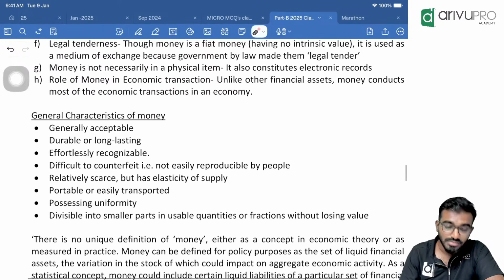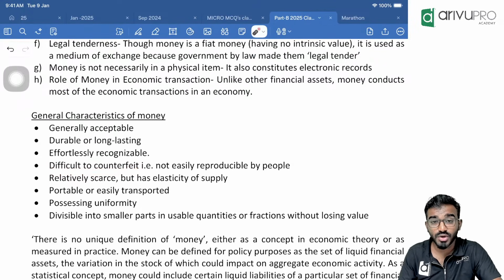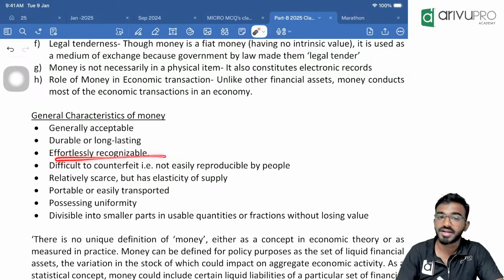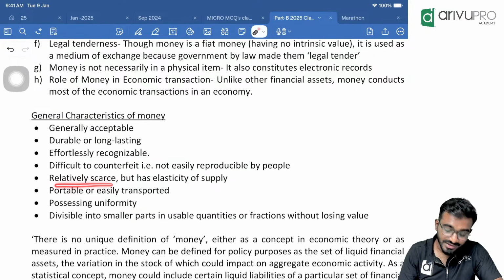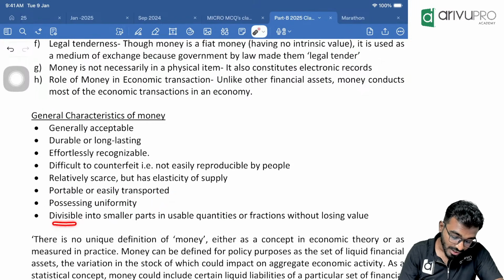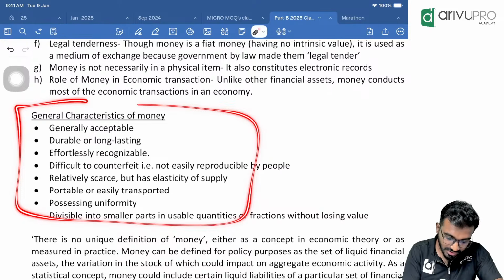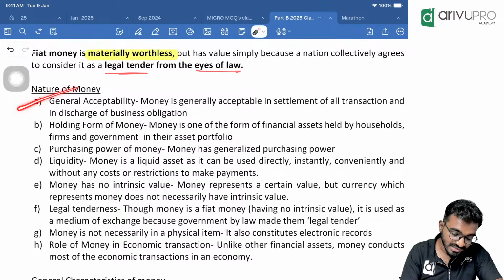Easily reproducible, but it is not easily reproducible. It is difficult to counterfeit, that means you can't easily duplicate it. It is generally accepted as money within the political boundaries of the nation, durable, long lasting, effortlessly recognizable. Every 100 rupee note looks the same, difficult to duplicate, and it is relatively scarce, portable, easily transportable. It possesses uniformity, all 100 rupee notes look the same, and it can be divided into smaller parts without losing any value. This is where usually the general exam questions about money come: general characteristics as well as the nature.